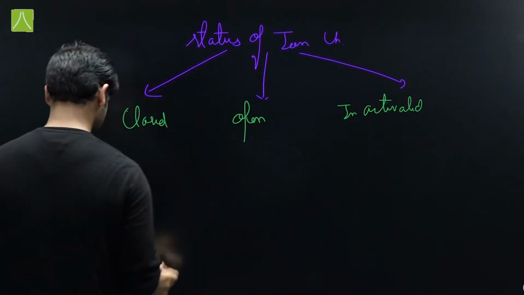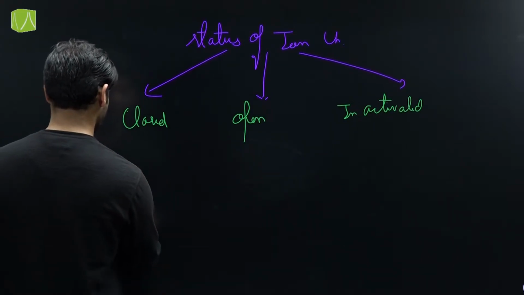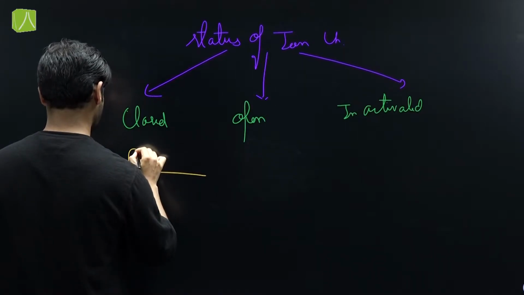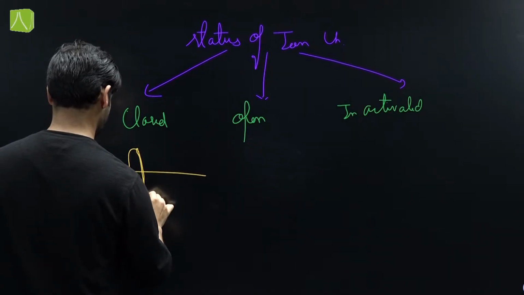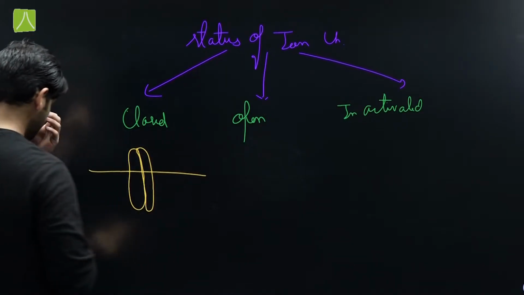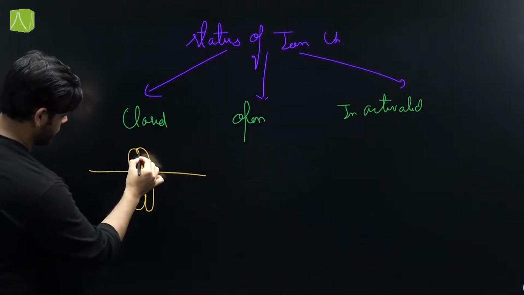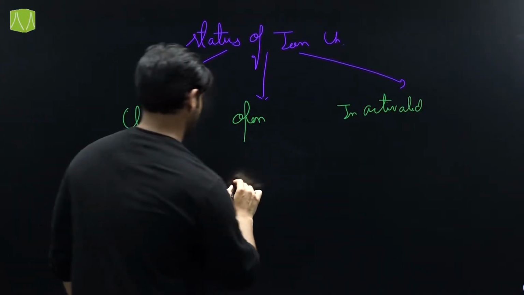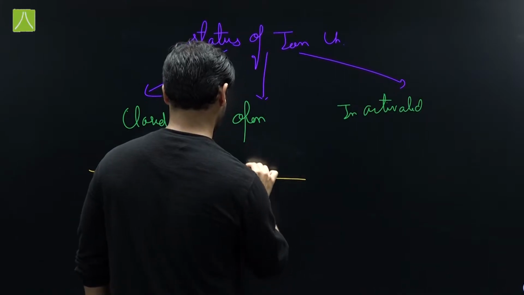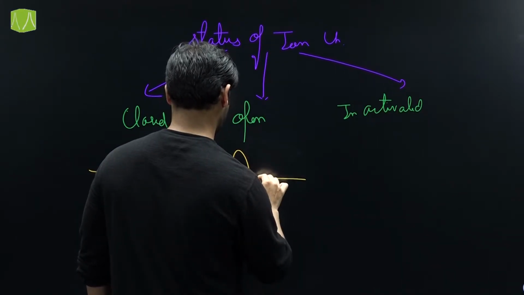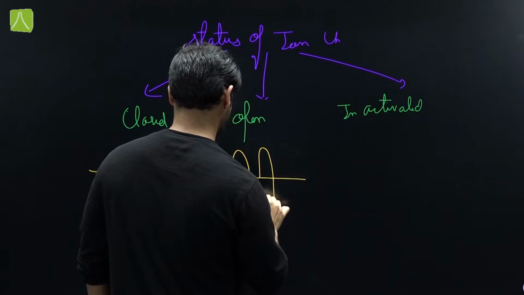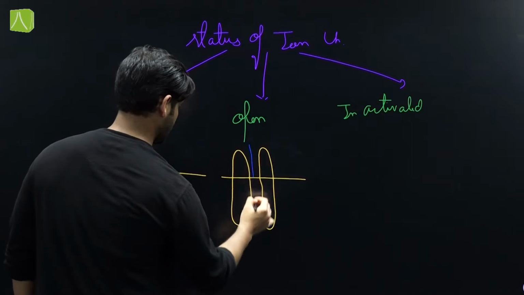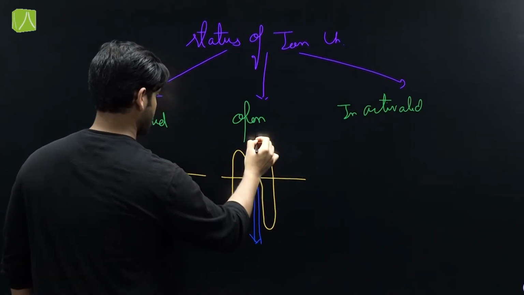Let's say this is an ion channel. This is a membrane. This is the ion channel. This is closed. You can see here, this is closed. This is not open. This is open. Any ion can go across it like this.